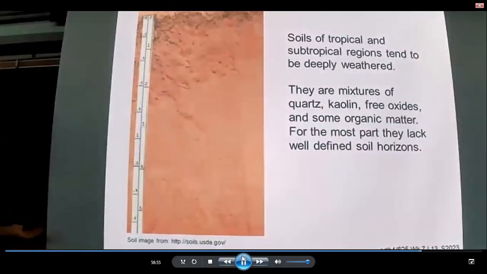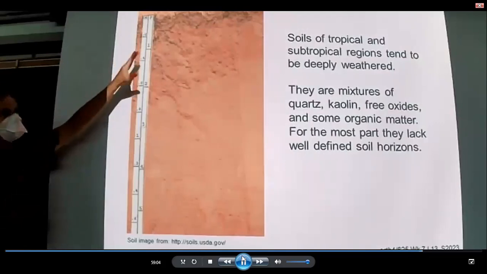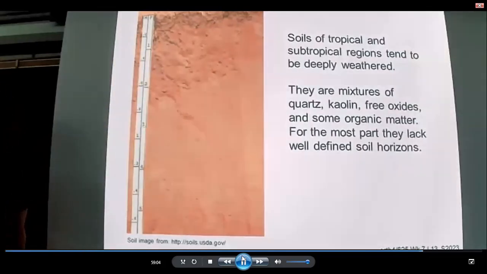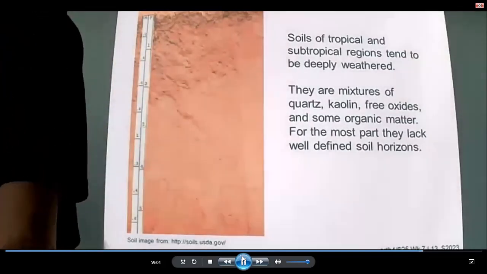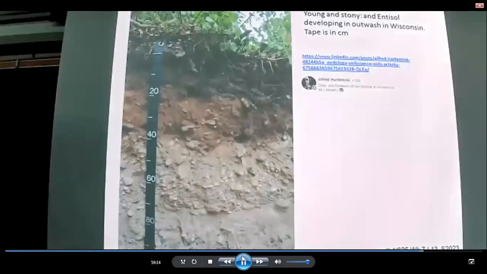This is an example, and I realize here in this resolution video, it doesn't look as good as it did in the lecture, but I think you can tell that this is a pretty homogeneous, bright orange, oxidized, low organic matter soil. This is formed in typical tropical or subtropical wet environments.